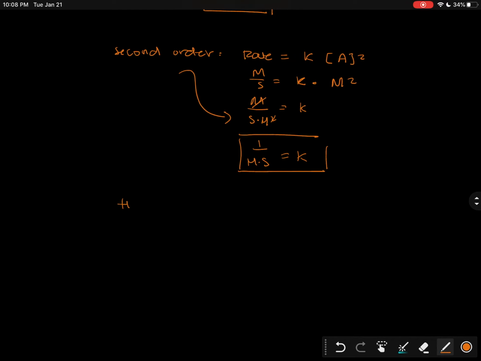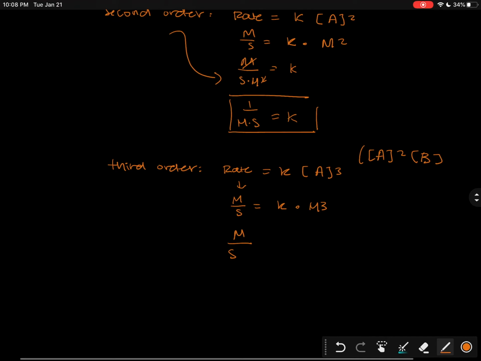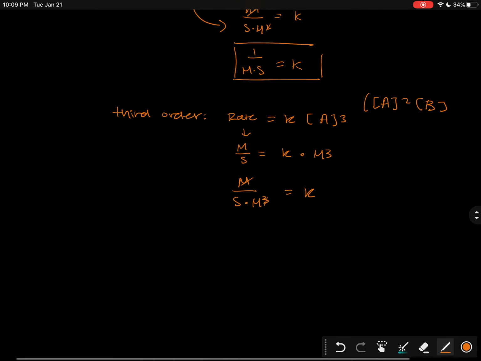And then we can go over third order. So it's going to be using the same process, so nothing new. k times, we can say A cubed. It could also be A squared times B or something like that. But the idea is that it's going to be molarity cubed. So we'll end up with molarity per second equals k times molarity cubed. So we'll end up with S times molarity cubed in the denominator equals k. And 1 over S times M squared equals the units of k for third order.